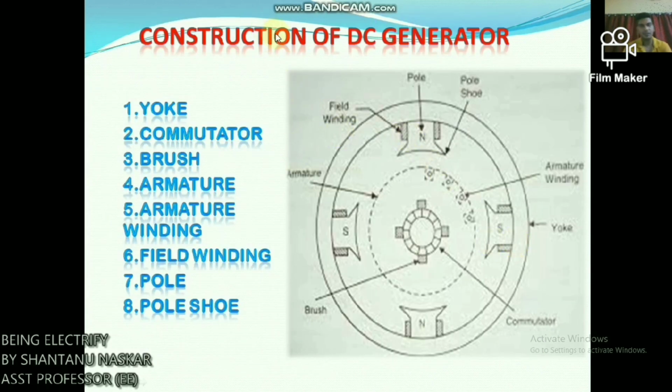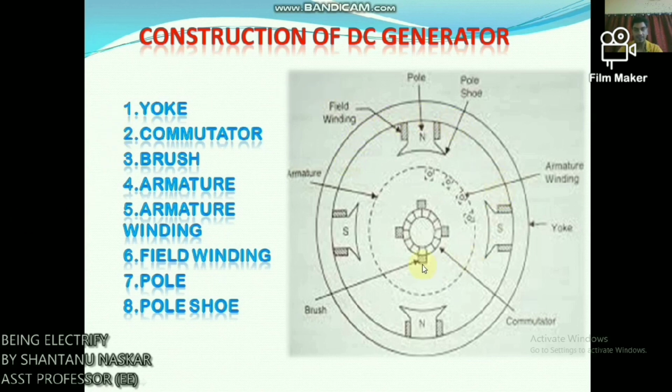So the construction of DC generator. A DC generator is an electrical machine which converts mechanical energy into direct current electricity. This energy conversion is based on the principle of production of dynamically induced EMF. So this PPT is based on basic construction and working of DC generator.